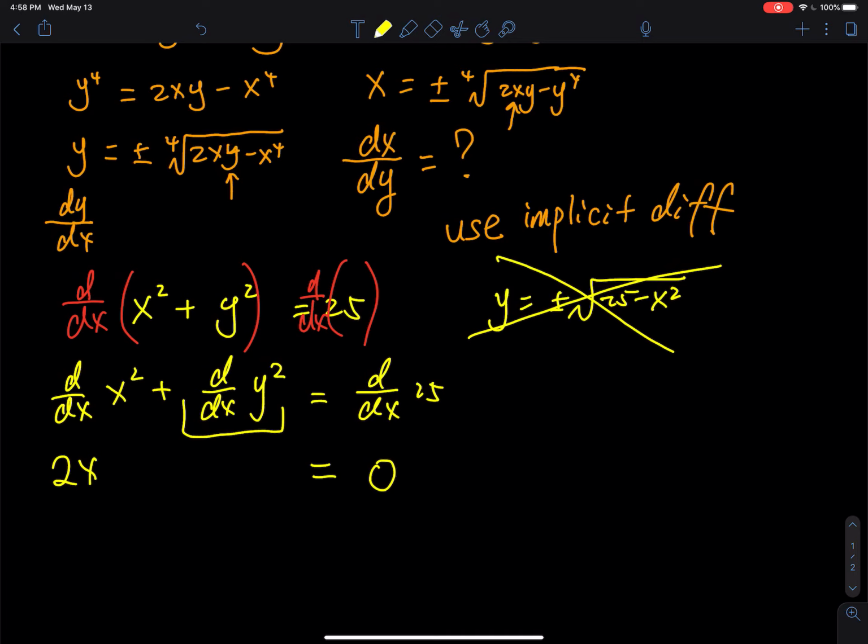Then you have a 2x, right? 2x. But you have a y in here. So how about this? We are going to put the x back to y, and then we mark this a dy dx. So that is the result of the derivative.